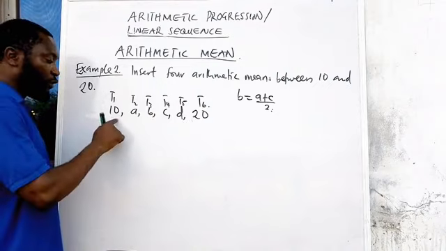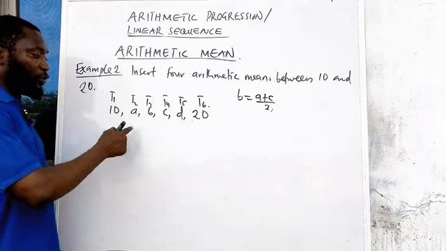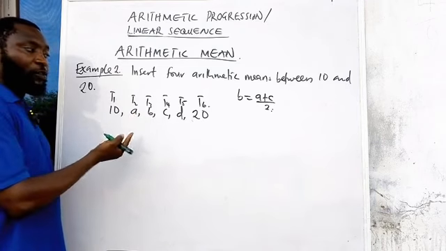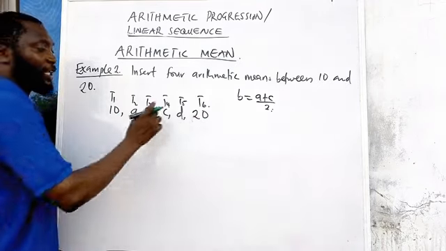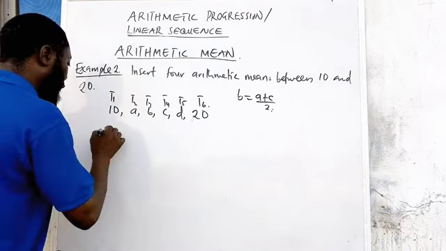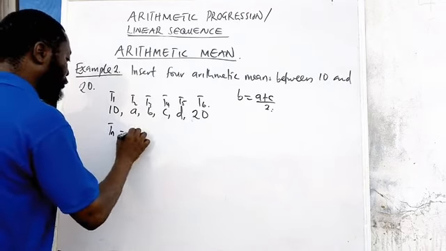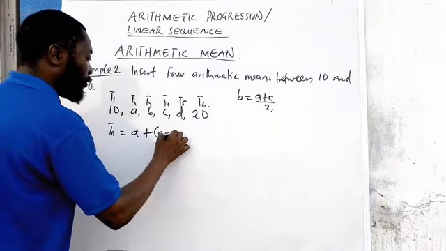If you want to use the first term, you only have the first term. If you want to use this, we don't know the value of this, so we can make use of the last term and the first term. Our last term here is the 6th term. So by formula, Tn equals A plus (n minus 1)d.